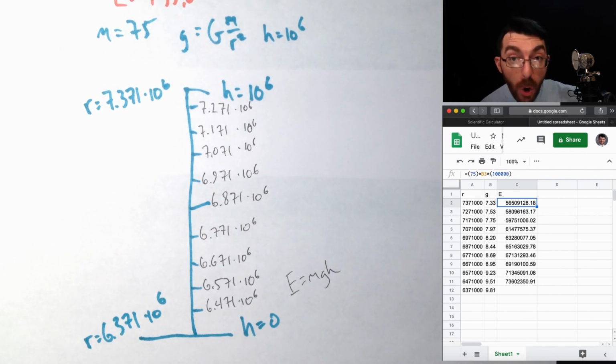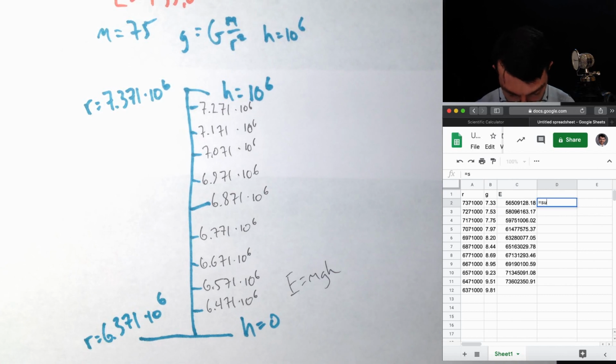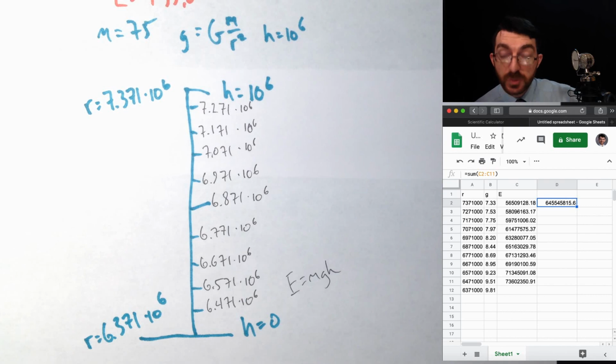Well, if I want to know the total energy, I just need to add it up. So I guess I'll do that. Equals the sum of those. And it's a lot. It's 645,545,815.6 joules. It's a lot.